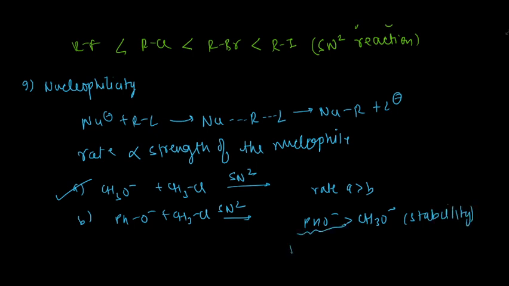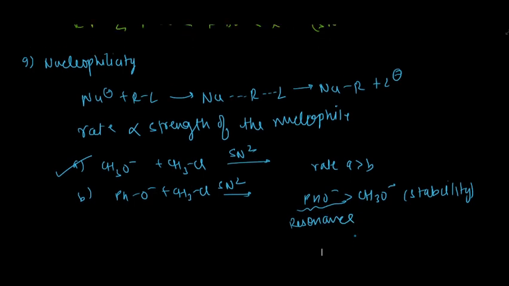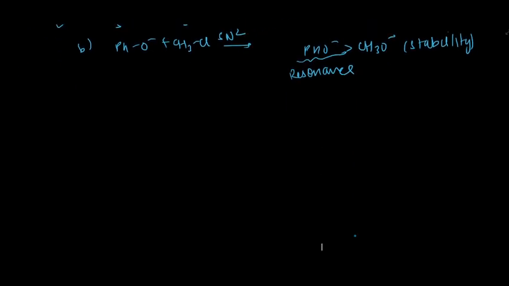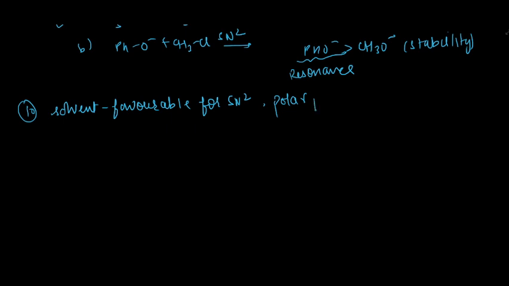PhO minus has its negative charge involved in resonance. So PhO minus is involved in resonance, so it has greater stability. The next point of this characteristic is solvent favorable. Which solvent is favorable for SN2? Polar aprotic. Why polar aprotic?